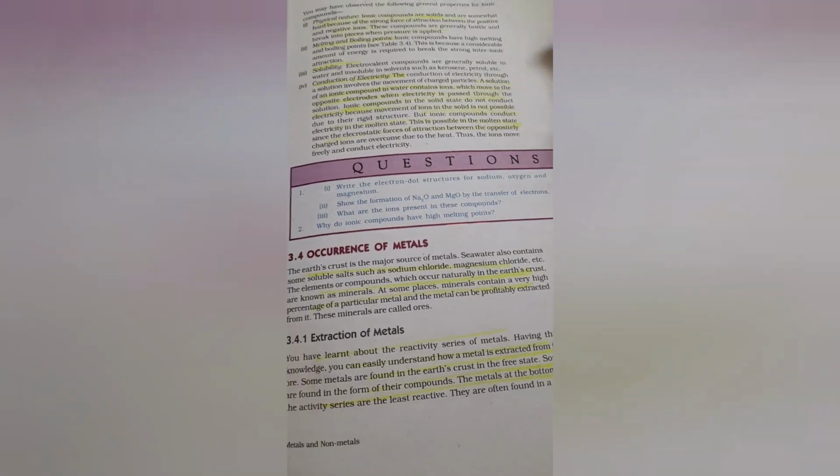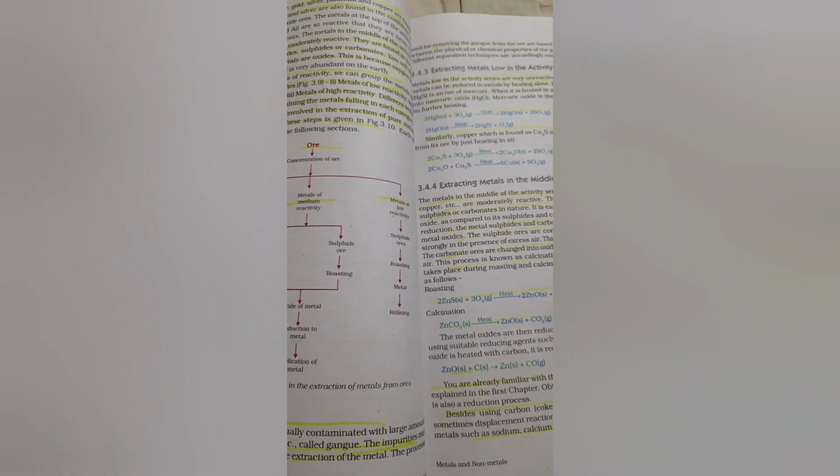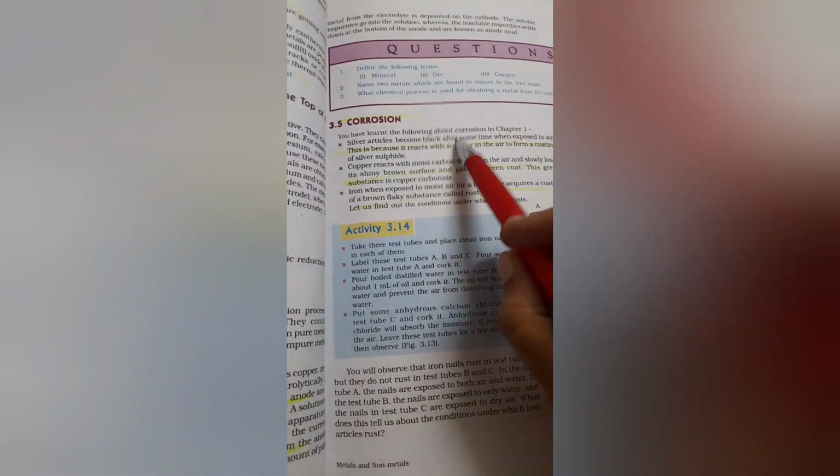So, in our next session, we will learn the most important topic of this lesson: occurrence of metals, extraction, then the full process, concentration of ore, then enrichment of ores and all that, and after that full extraction of metals, then with corrosion we will be coming to the end of this lesson.